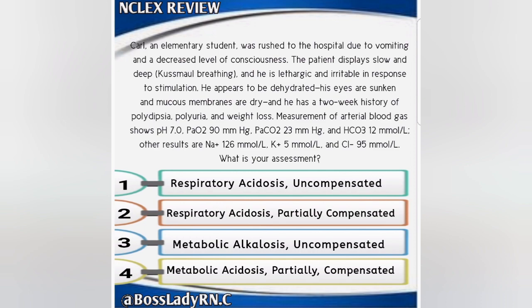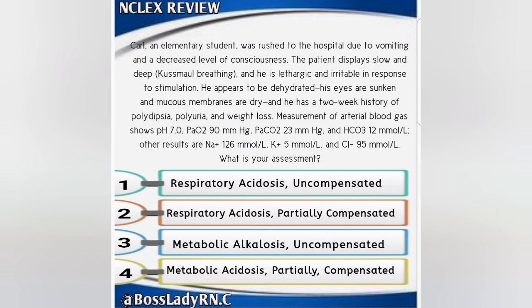Carl, an elementary student, was rushed to the hospital due to vomiting and a decreased level of consciousness. The patient displays slow and deep breathing, and he is lethargic and irritable in response to stimulation. He appears to be dehydrated. His eyes are sunken and mucous membranes are dry, and he has a 2-week history of polydipsia, polyuria, and weight loss.